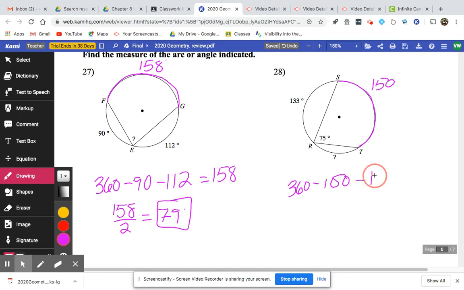minus 133. Someone else is giving me a call. I don't get it. Why are people giving me a call today? I must be a really popular guy.